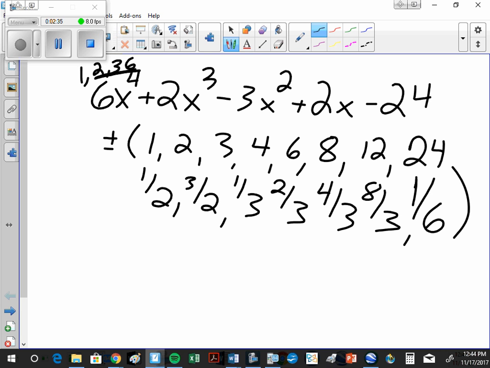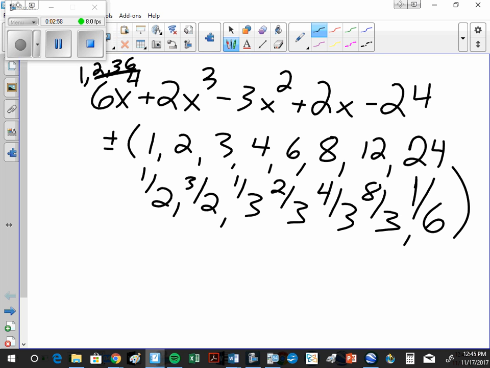The rational root theorem says the possible rational roots are all of the factors of the constant divided by all of the factors of the leading coefficient. Okay? But that will only tell me rational roots. What does it mean to be rational? A fraction.